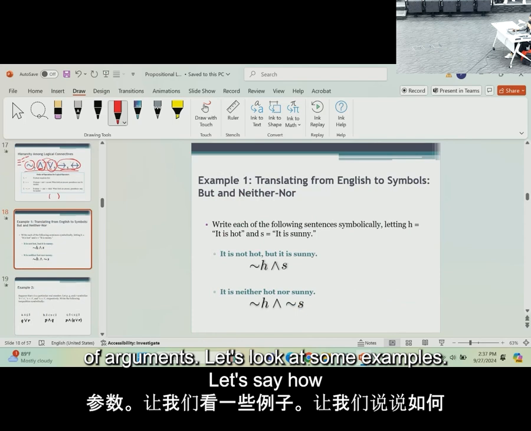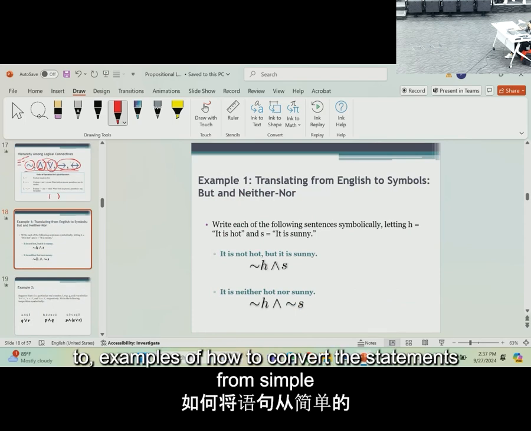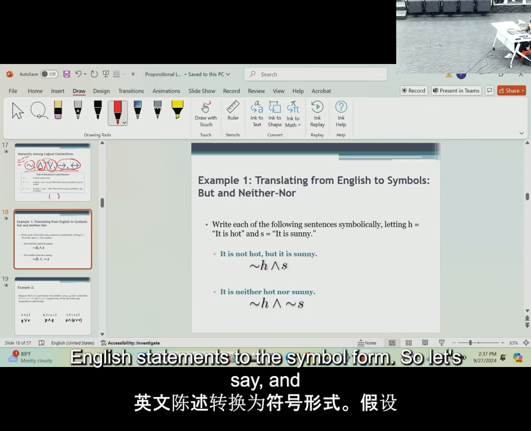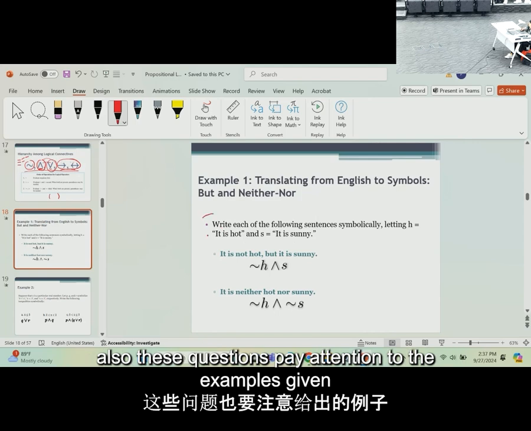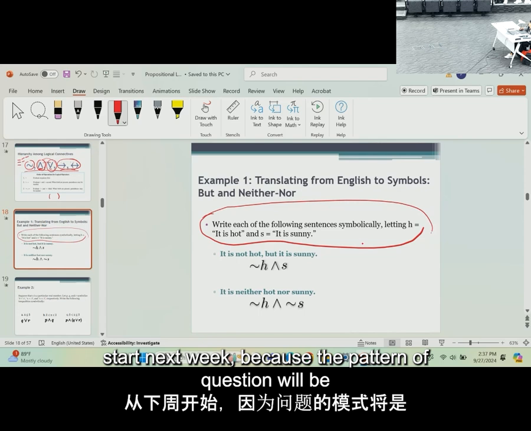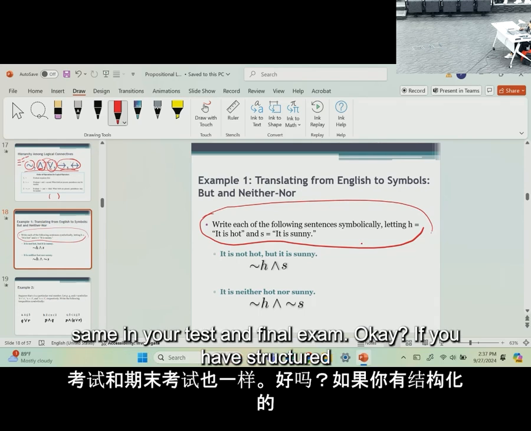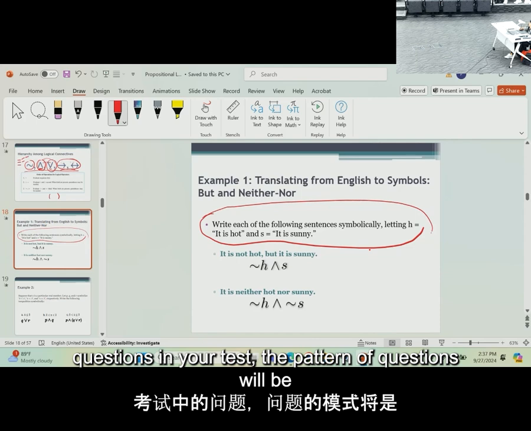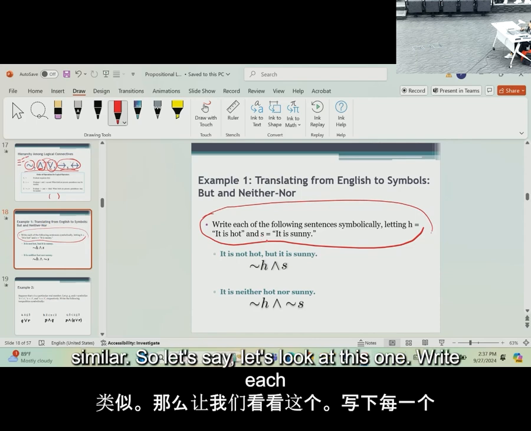Let's look at some examples of how to convert statements from simple English statements to the symbol form. Also, pay attention to the examples given in the lecture and in your tutorial exercises that you will start next week, because the pattern of questions will be the same in your test and final exam. If you have structured questions in your test, the pattern of questions will be similar.